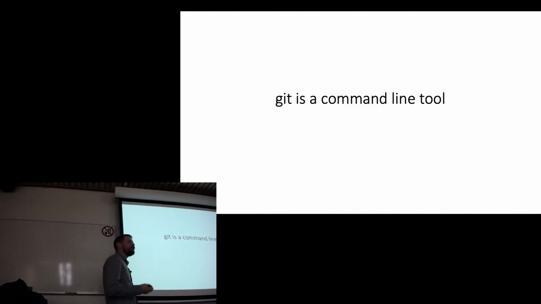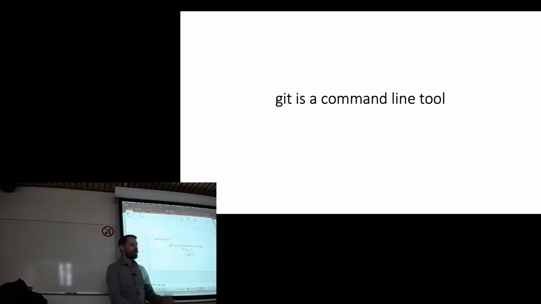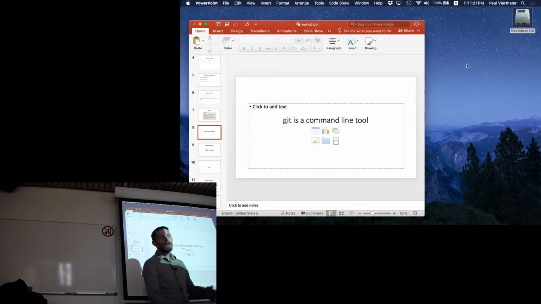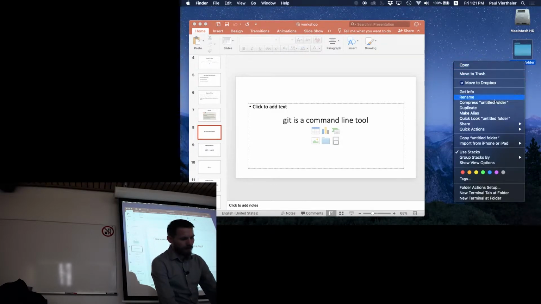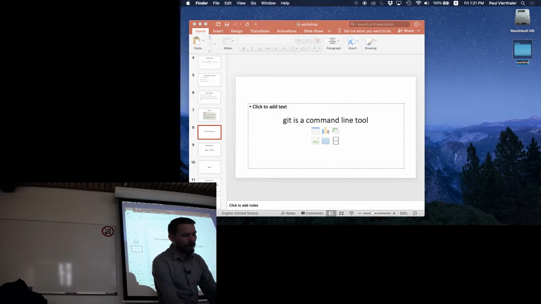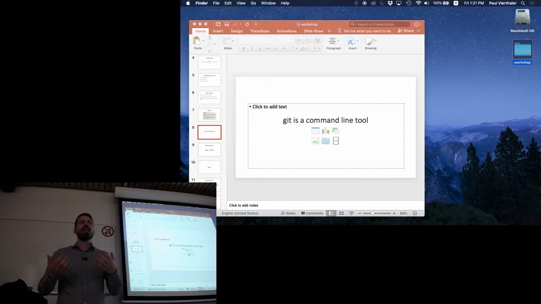So in order to actually do anything in Git, you have to prepare your folder. Generally speaking, what you would do is you would create a folder for a project. So I'm just going to create a folder on my desktop called Workshop. And this is where I'm just going to put all of the code and everything that we're going to do today in. OK?